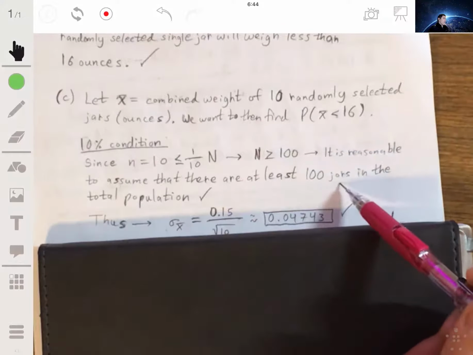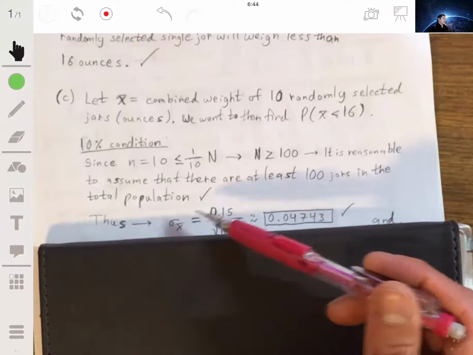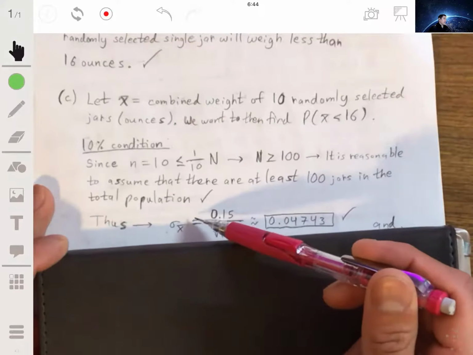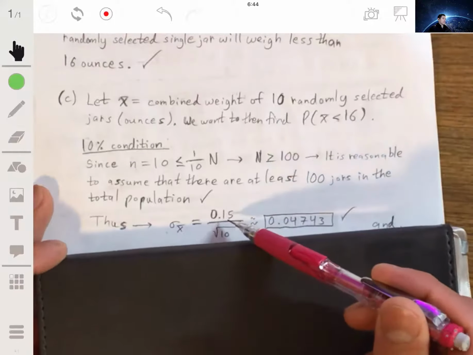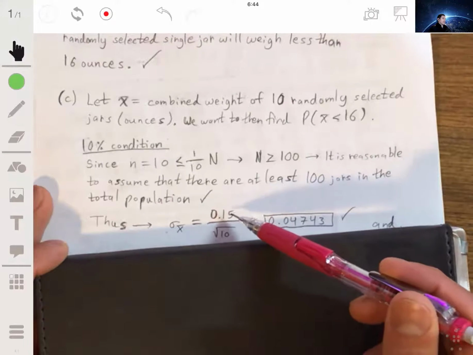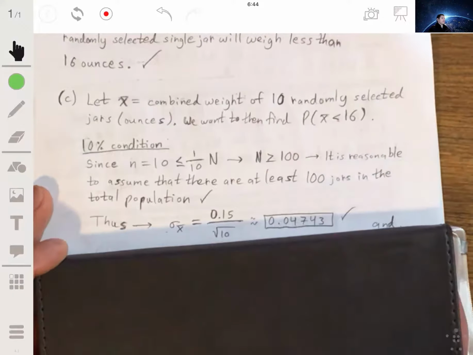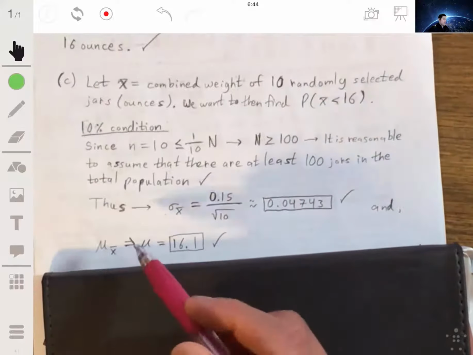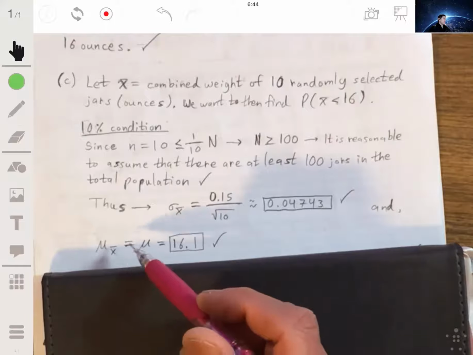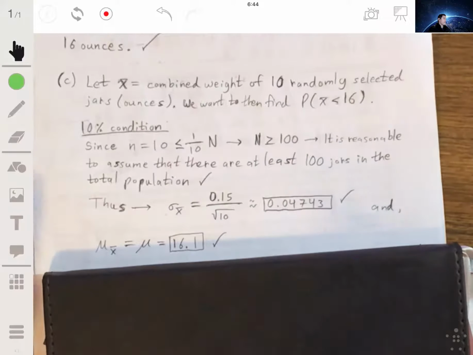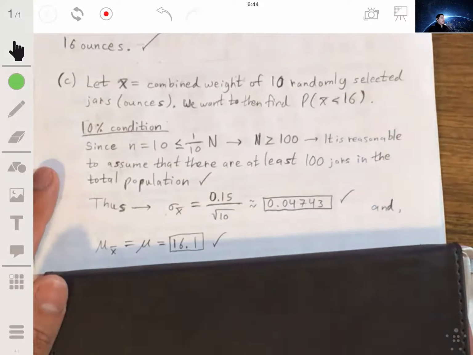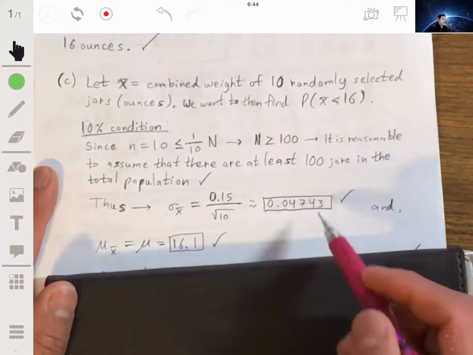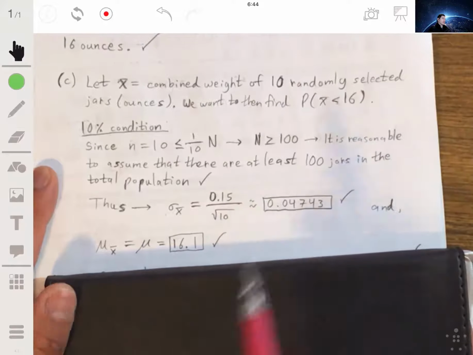So since we can say that, then we can use the formula for the standard deviation of the sampling distribution of X bar. Remember, that's sigma over the square root of n. So 0.15 divided by the square root of 10, and that gives us about 0.04743. And our mean of the sampling distribution of X bar is equal to the population mean of 16.1. So now we could just run a calculation that we've already learned how to do since chapter 2, with these as our standard deviation and mean.